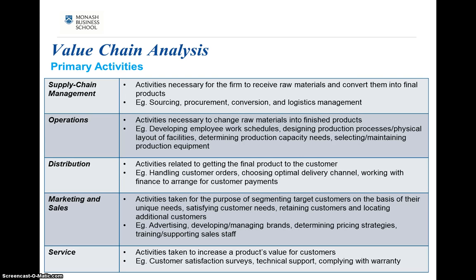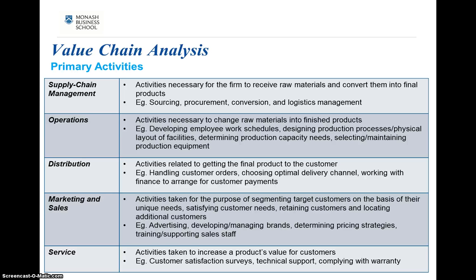These are all parts of what you do as a firm to actually transform those raw inputs into the finished product. Once that's completed, we can then look at the distribution, which are those activities related to getting the final product to the customer. So once you've made it, actually handling the customer orders, choosing the optimal delivery channel, and working with finance to arrange for customer payments, making sure that whoever it is who is purchasing your final produced good can actually afford to do so.